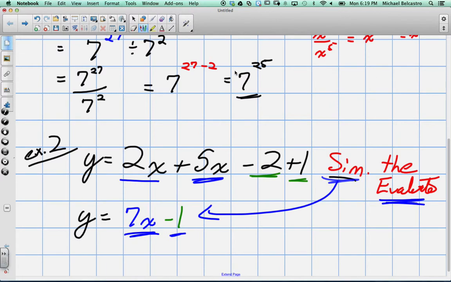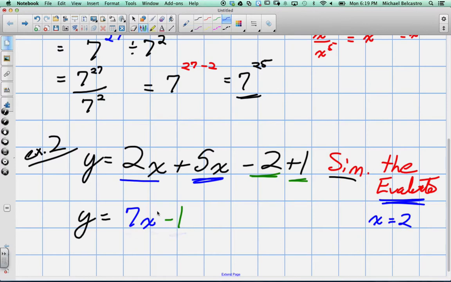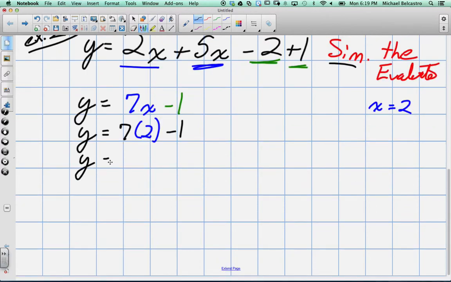Now let's say the question said to evaluate when x is 2. Evaluating when x is 2 would be to replace the letter x with the number 2. Because that says 7 times x, when we replace it, it'd be 7 times 2 minus 1. And then we work from there. What is 7 times 2? 14. Yeah, and then minus 1? 13. That's right. So the evaluate would be getting the actual answer here.